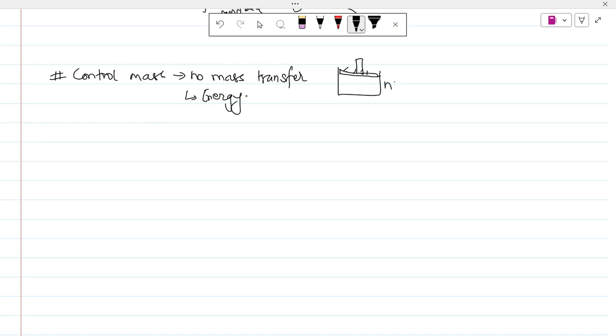We will talk about control mass. We have known about the control volume, but there is a concept of control mass, where we have, for example, a piston and cylinder. This is our cylinder and piston arrangement. Here there is no mass transfer in control mass, but we have energy transfer. This kind of control system is known as a control mass system.